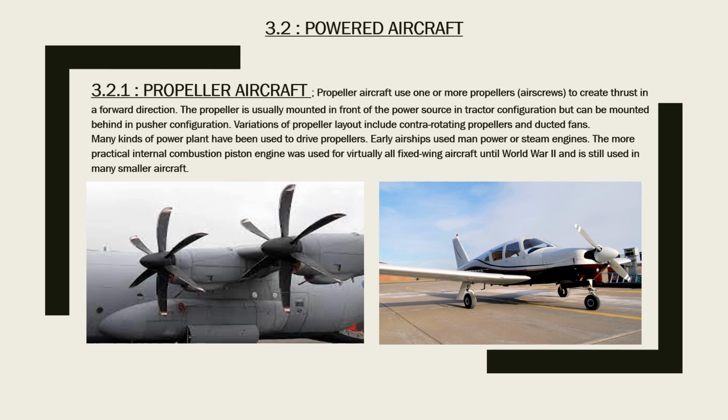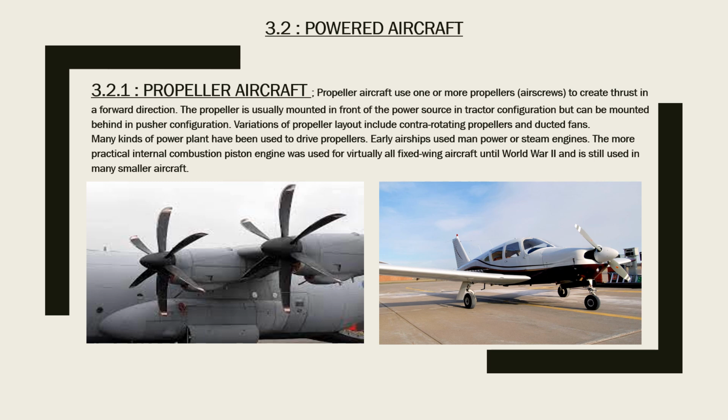So let's see what is powered aircraft. Propeller aircraft. Propeller aircraft use one or more propellers to create thrust in a forward direction. The propeller is usually mounted in front of the power source in tractor configuration but can be mounted behind in pusher configuration. Variations of propeller layout include contra-rotating propellers and ducted fans.